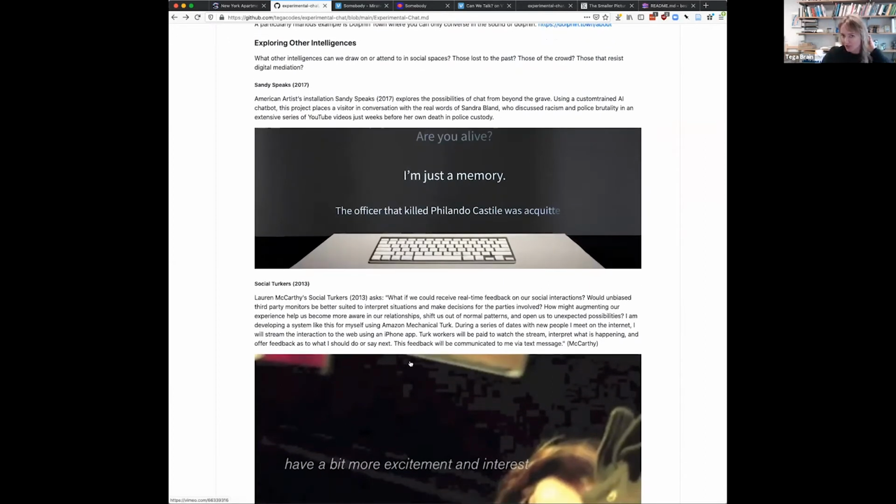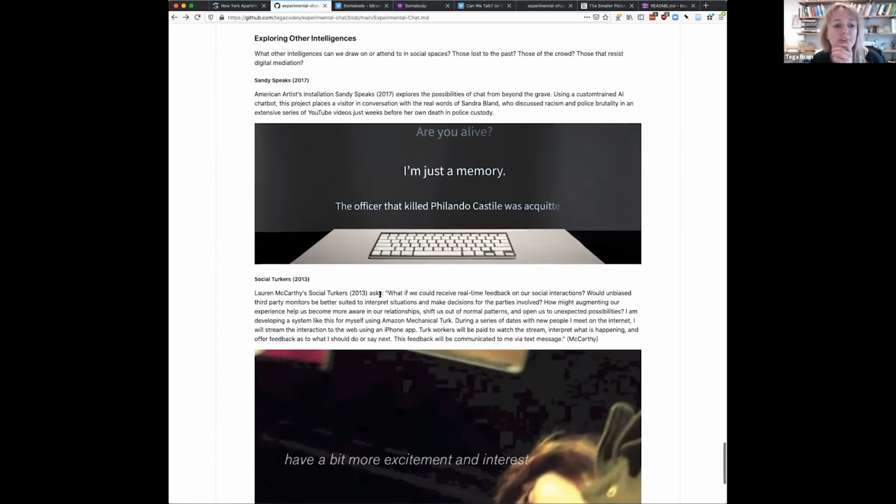And so this last section, exploring other intelligences. We've touched on this a little bit with Kyle and Lauren's introduction of a bot, but I think there's a question of what other intelligences we can draw on in social spaces. Can we reanimate intelligences or histories, things that are lost to the past, the intelligence of the crowd, or what is left out of digital media? So a couple of examples of this.